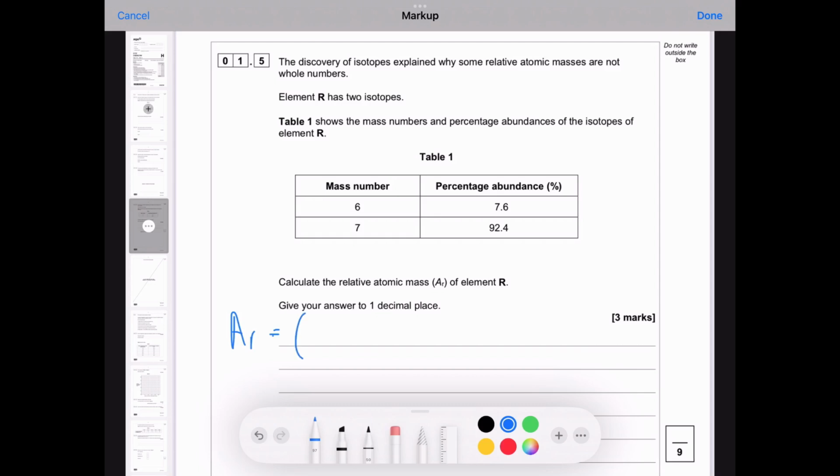Okay, so we take the mass number of the first isotope, which here we can see is 6, and we multiply that with the percentage abundance, which is 7.6. Okay, so we close brackets, and then we add on the second isotope, which has a mass number of 7, and we multiply that by the percentage abundance of 92.4. And we add all of this up, and we divide all of that by 100.